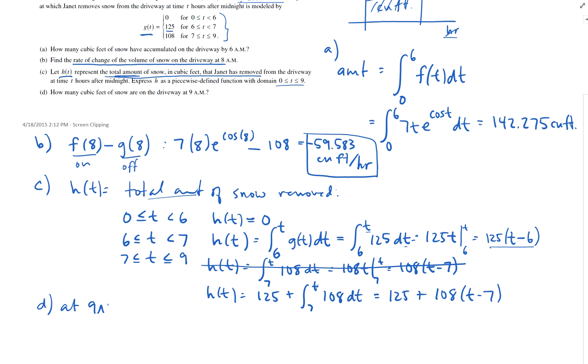Okay, so then D, how many cubic feet of snow are on the driveway at 9 a.m.? At 9 a.m., well, we need to know how much has fallen on the driveway, 0 to 9. That's how much is on the driveway. And then I have to take off how much snow she has removed. That's H of 9. So I'm using what I learned in part C.